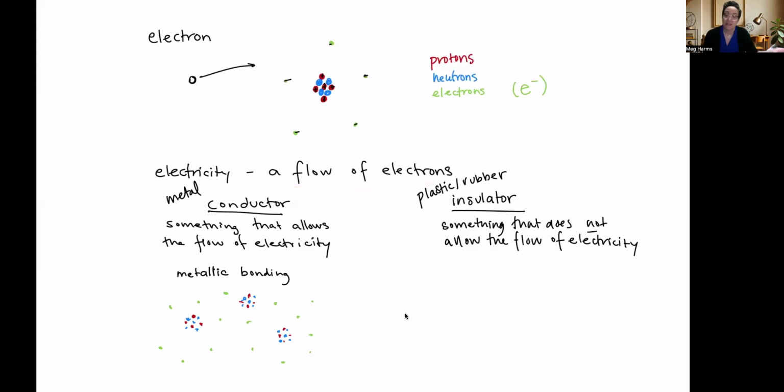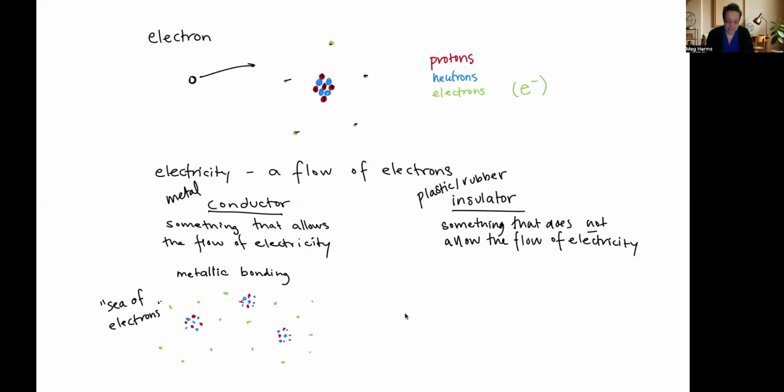Okay, so if this kind of bonding allows for really easy movement of electrons, it seems like it'd be really good for electricity. For the record, we call this arrangement of electrons the sea of electrons. That is the formal scientific term. And it's the reason why metals make such great conductors.